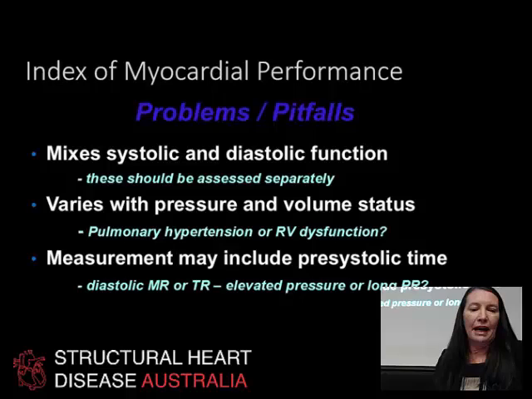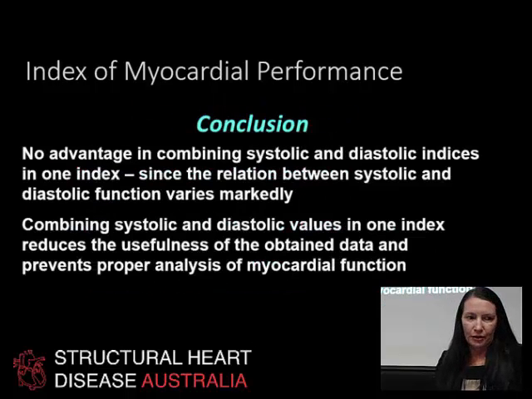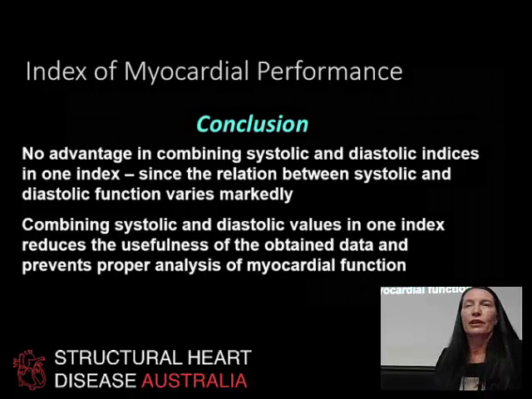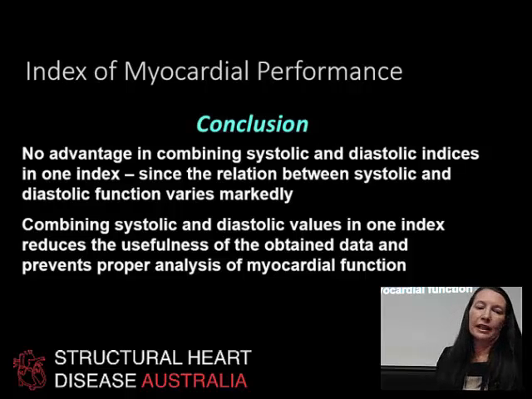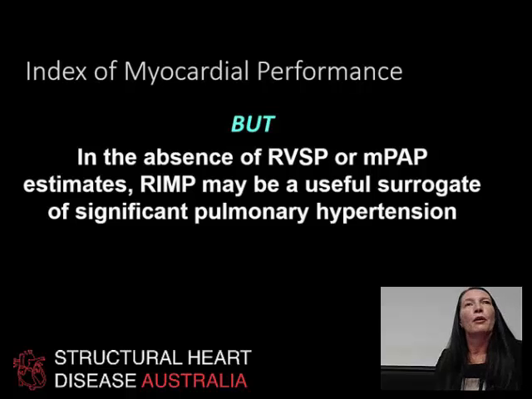And it may include some pre-systolic time. You can get rid of that with the tissue Doppler method. So there's no real advantage in combining these measurements, since the relationship between the systolic and diastolic function varies markedly, and again, combining them into one index reduces the usefulness of the measure.